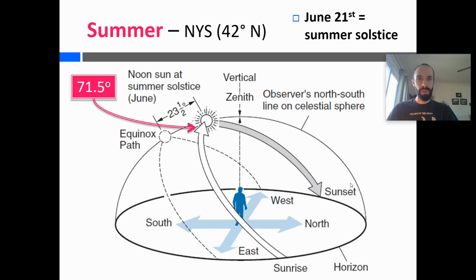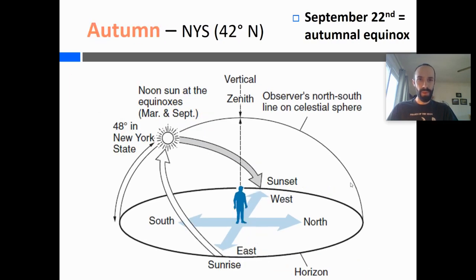Now let's go to autumn. Okay, so September 21st or so. And you'll notice that it's back to the old path of spring. So it's rising perfectly east up to a 48-degree angle, back down perfectly west. 12-hour daylight. Okay? So equal day and equal night.